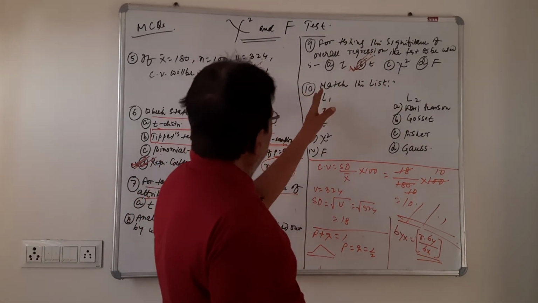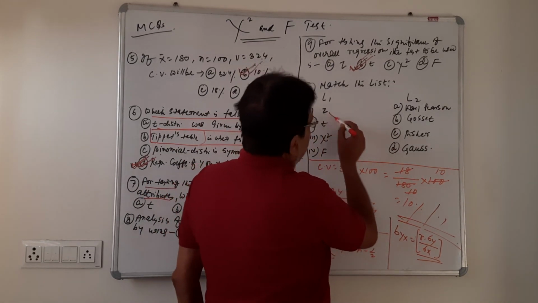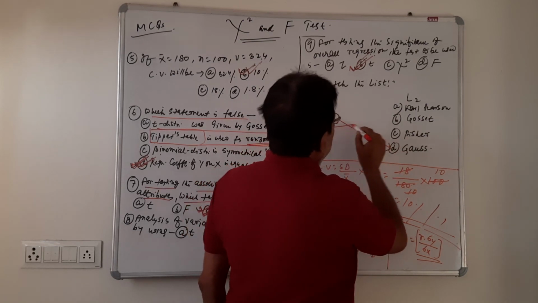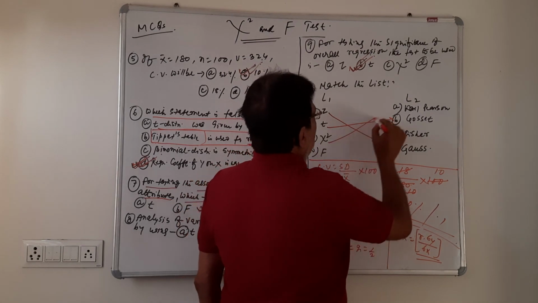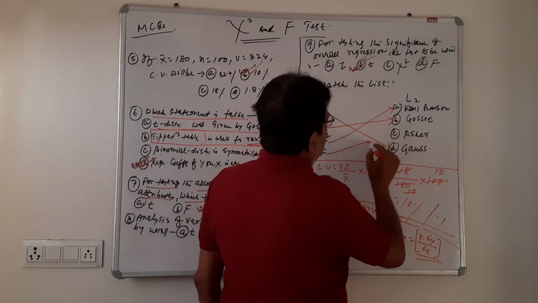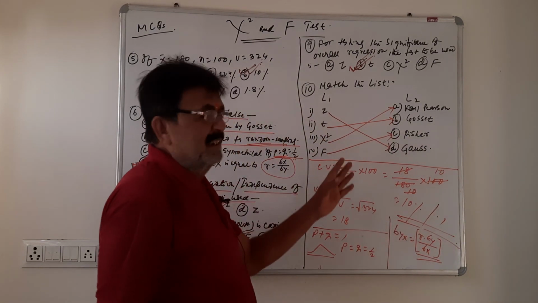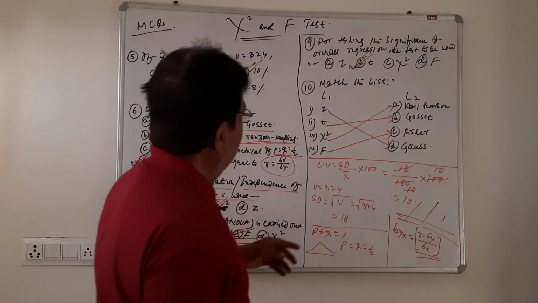It is question number 10. We have to match the list. Z test, Z was given by Gauss. T distribution was given by Gosset. Chi-square was given by Karl Pearson, and F test was given by R.A. Fisher. So this is how the various names are associated with the various tests, and we should match like this.